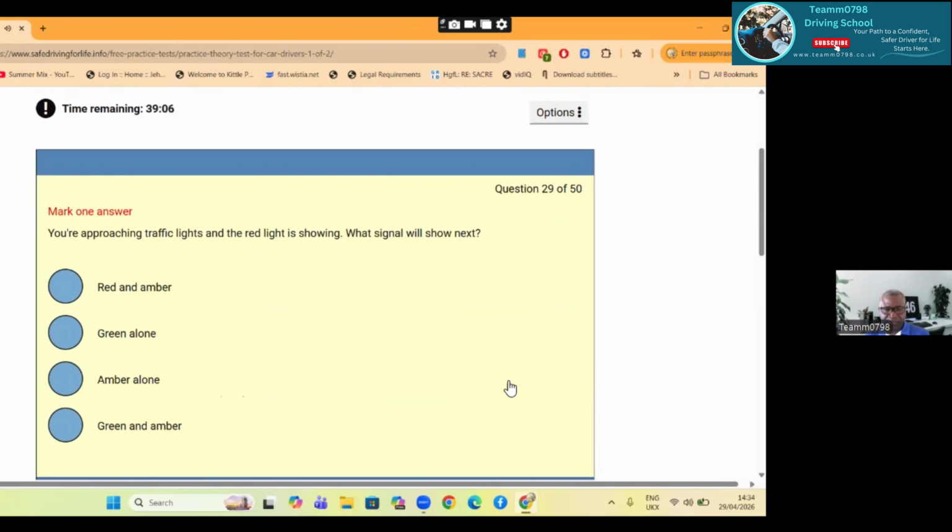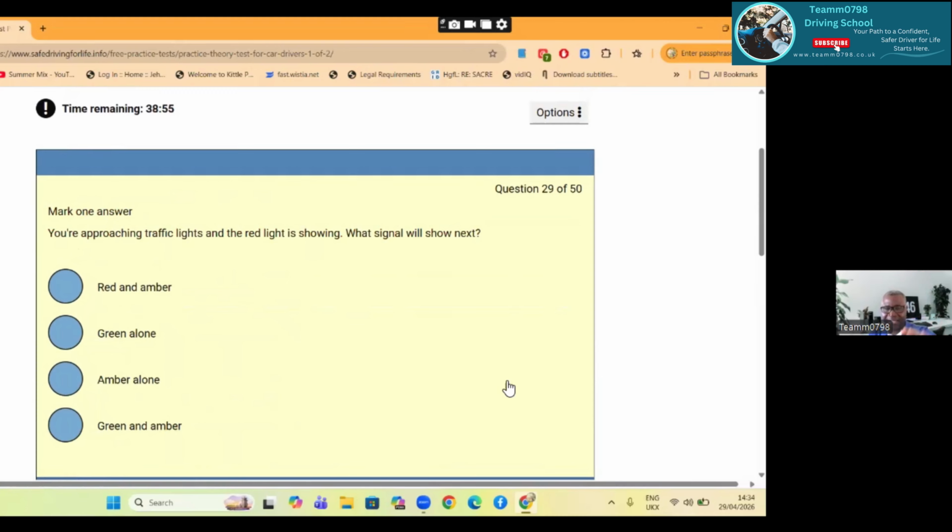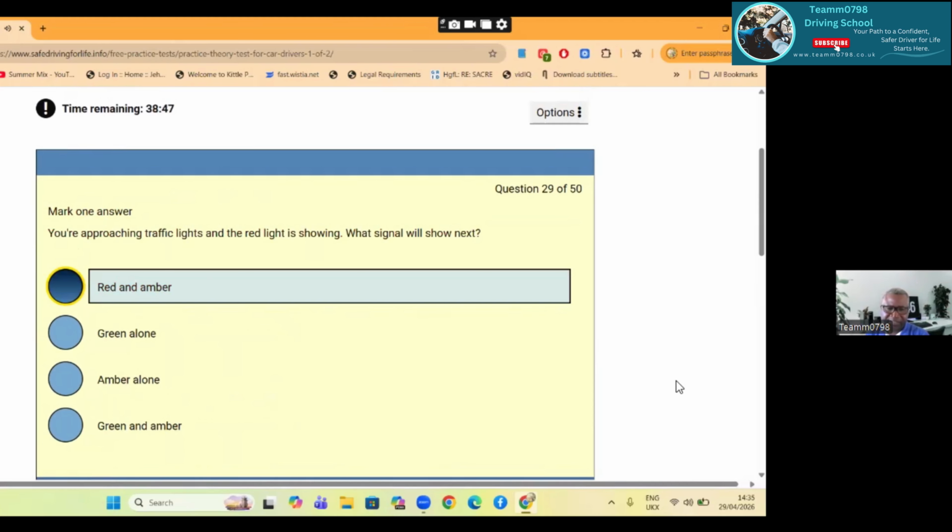Mark 1 answer. You're approaching traffic lights and the red light is showing. What signal will show next? Okay, so when the red light is showing, the next thing to show is the amber. All right. So you then have the red and the amber before the green. Okay. So the red and amber.